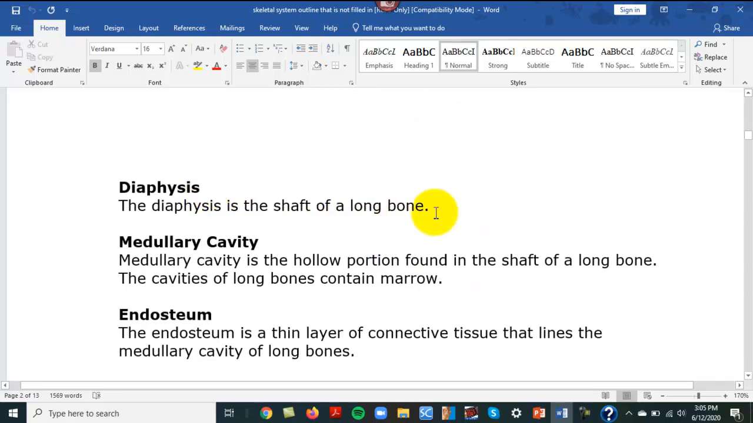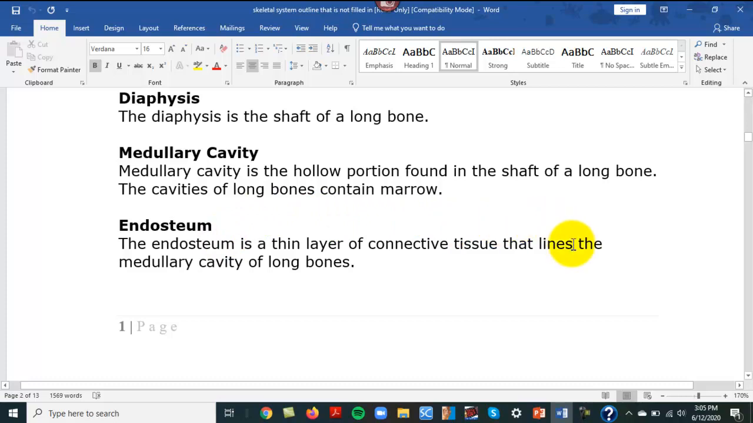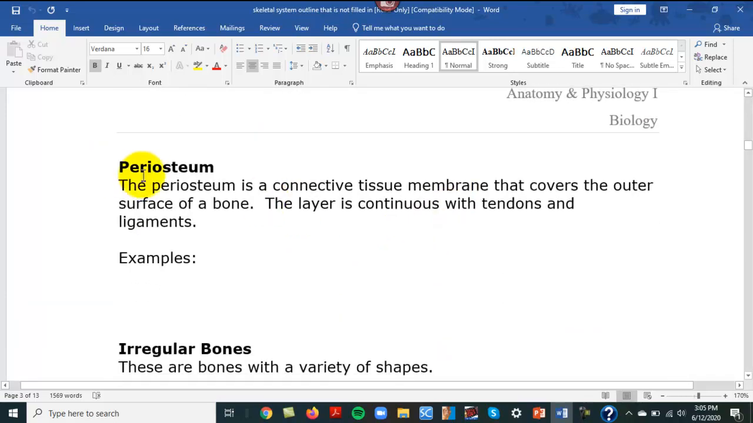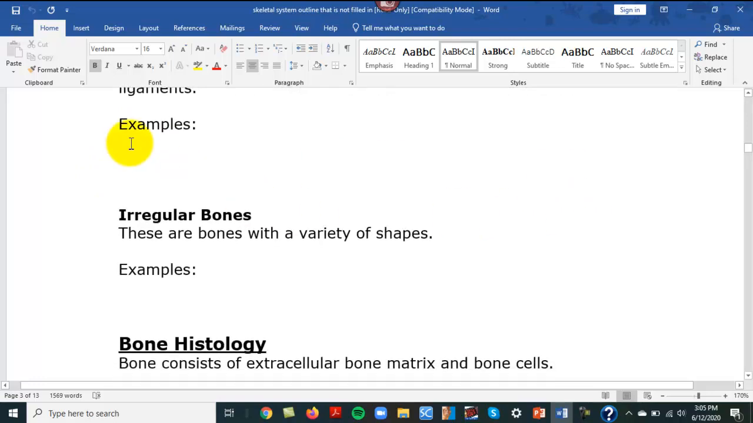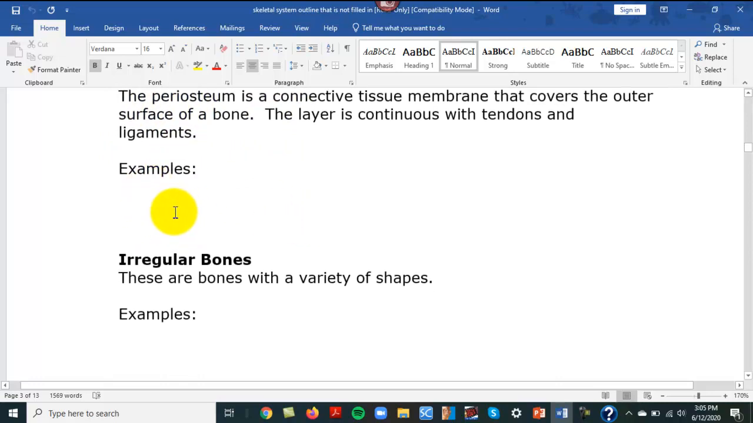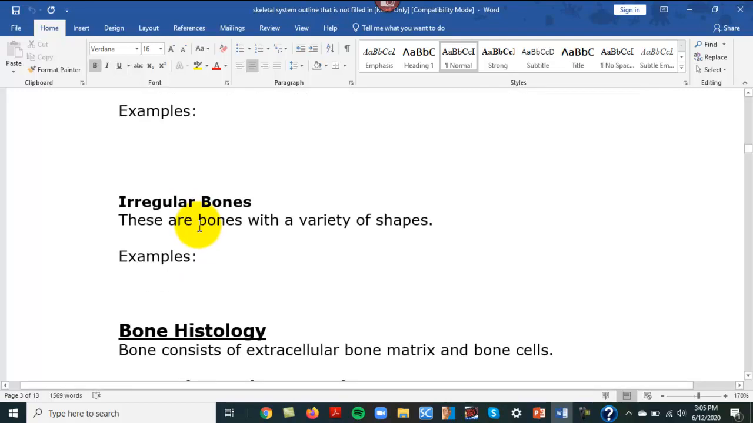I showed you the diaphysis, the shaft, and the medullary cavity is the hollow portion. The endosteum would be the inside lining of the medullary cavity. The periosteum is the outside layer that covers the external surface of a bone. And then examples. This is asking for examples of long bones. Like I said, humerus, radius, ulna, and then femur, tibia, fibula.